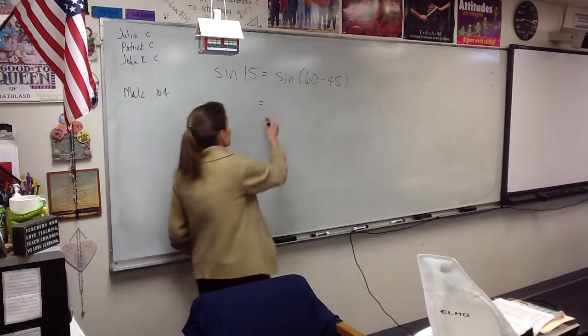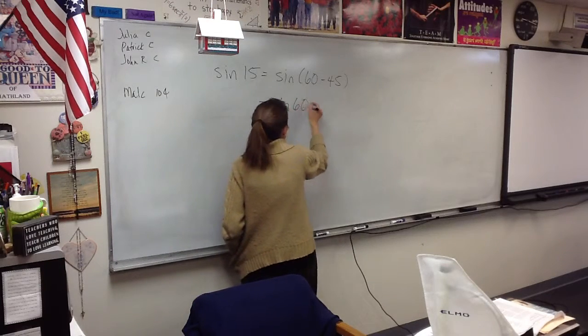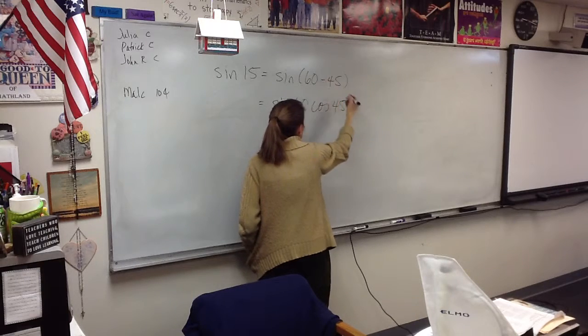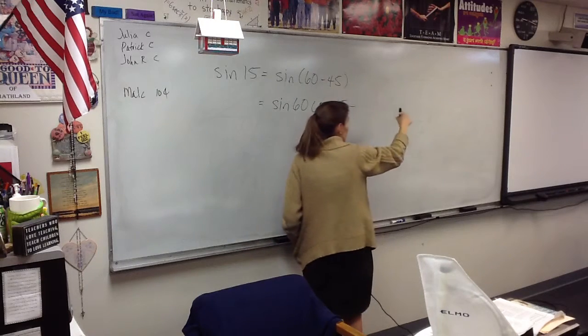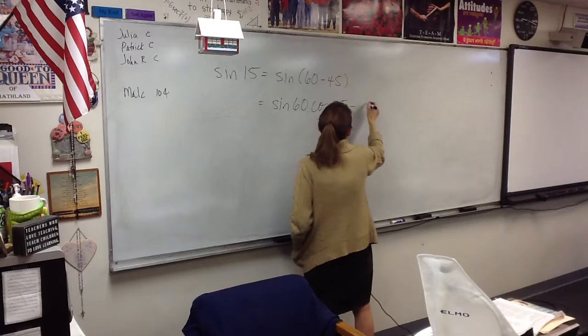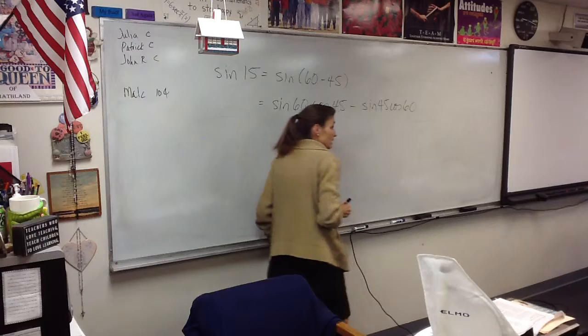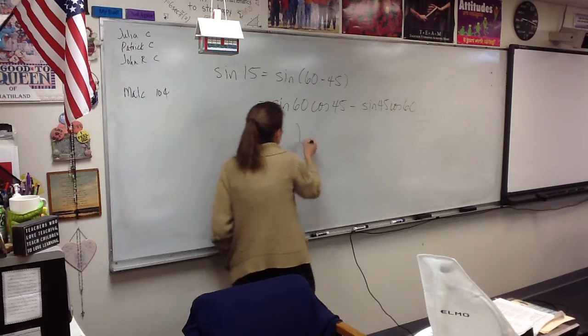What's that say? Sine 60, cosine 45, minus, because the signs stay the same in sine formulas. Sine 45, cosine 60. And then we'll plug in our numbers, right?